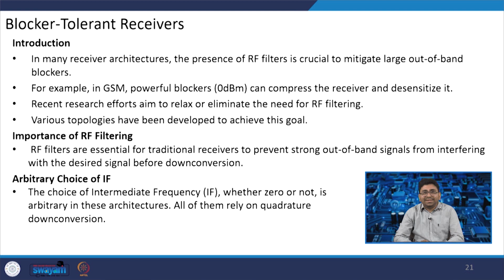In many receiver architectures, the presence of an RF filter is crucial to mitigate large out of band blockers. For example, in GSM, the powerful blocker is around 0 dBm and can compress the receiver and desensitize it. So that blocker is important to block, and for that we require a filter. Now, recent research efforts aim to relax or eliminate the need for RF filtering, and various topologies have been developed to achieve this goal.